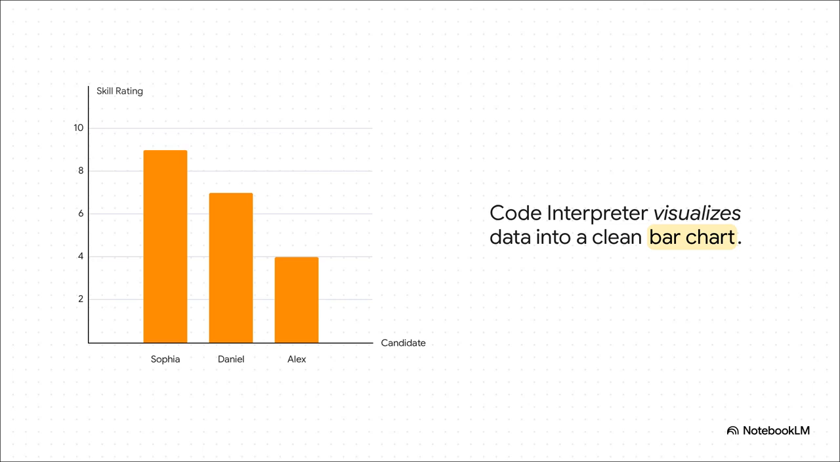Because we toggled that on, we can just throw it a simple prompt like, "Hey, show me a bar chart of these candidates' skills rated out of 10." And instantly, the code interpreter visualizes the data, generating a clean, color-coded bar chart. Sophia's sitting at a 9, Daniel's a 7, Alex is a 4. You haven't just automated the HR analysis, you've literally automated your entire presentation prep for the hiring manager.